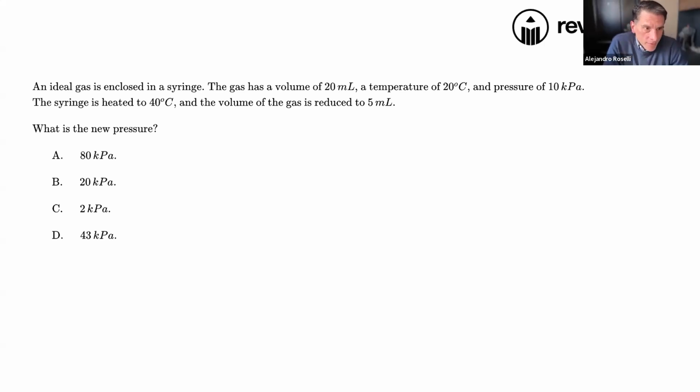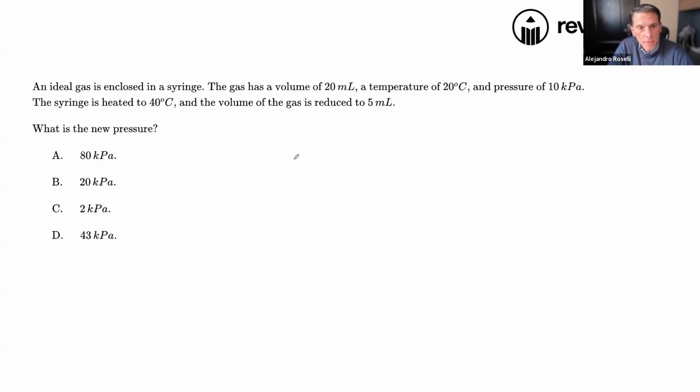Okay, let's see what we've got. An ideal gas is enclosed in a syringe. The gas has a volume of 20 milliliters, a temperature of 20 degrees Celsius, and a pressure of 10 kilopascals. The syringe is heated to 40 degrees and the volume of the gas is reduced to 5 milliliters. Question is, what is the new pressure?